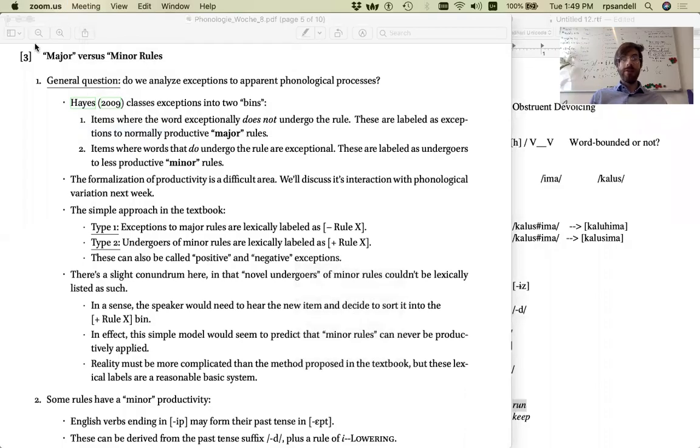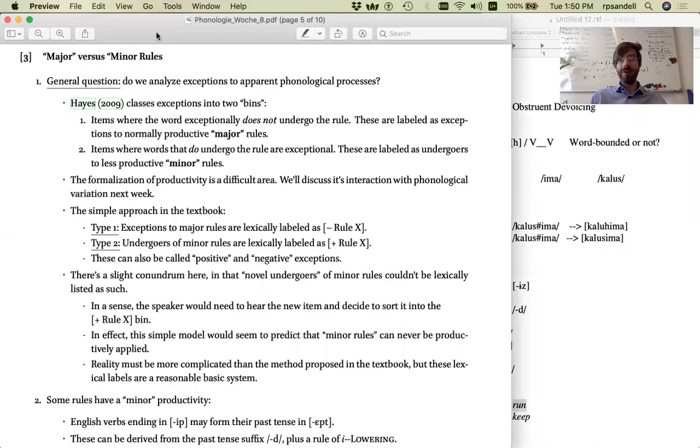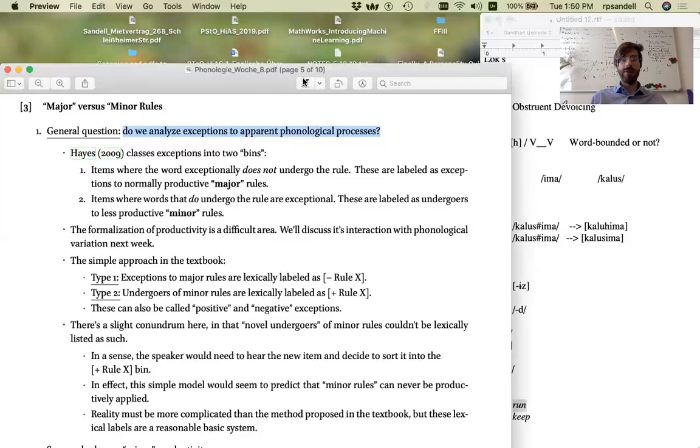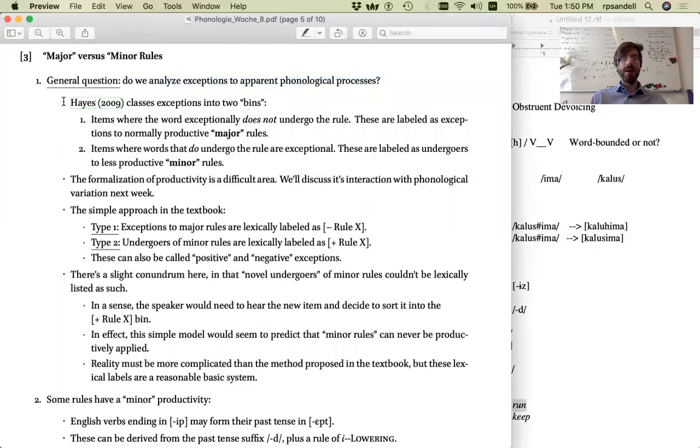Hi, everyone. So now that we've discussed the fact that, contrary to what we've assumed in the course up to this point, not all phonological processes necessarily always apply in every context where we expect them to, the question is how we can perhaps analyze apparent exceptions to phonological processes. How do we deal with the possible exceptions?